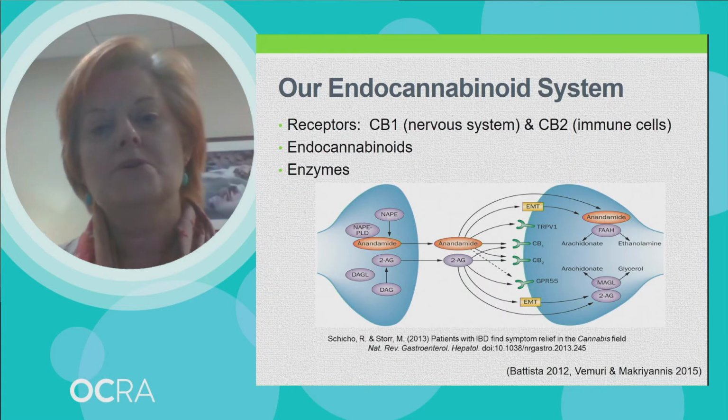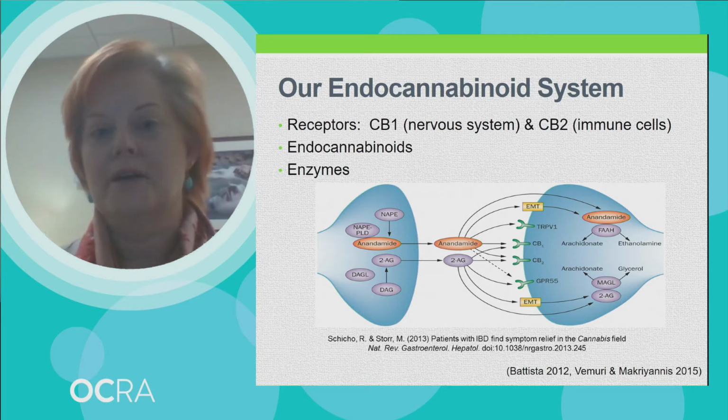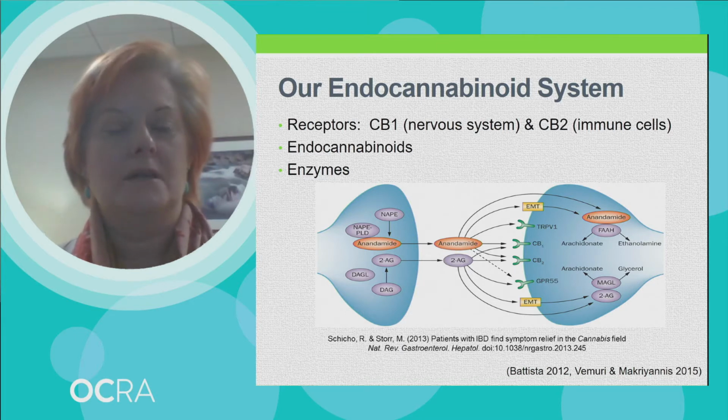So I think it's important to have an idea of our endocannabinoid system. What is it about cannabis and where does it interact with our bodies? And so we have something called an endo, meaning internal cannabinoid system. And that is composed of receptors, the most notable of which are CB1, which is found primarily in our nervous system, and CB2, which is found primarily in immune cells.